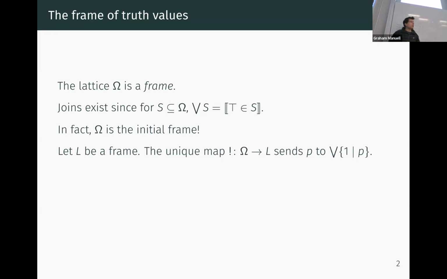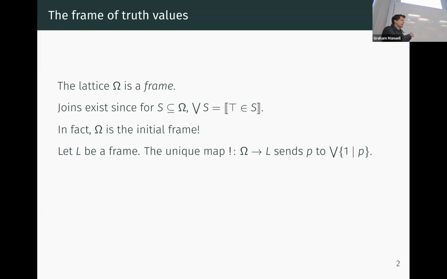And so what we want is we want to come up with a unique map from omega to any other frame. So this unique map needs to preserve joins in particular. And it needs to preserve one. It needs to preserve the top element of the frame. So we need to map 1 to 1.